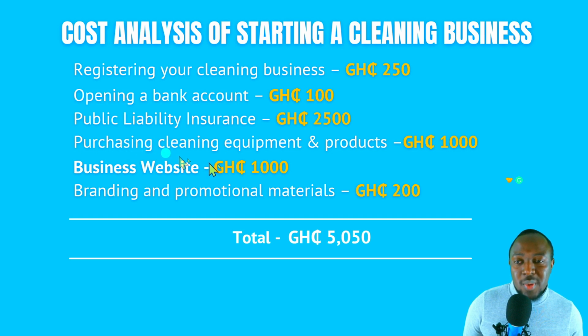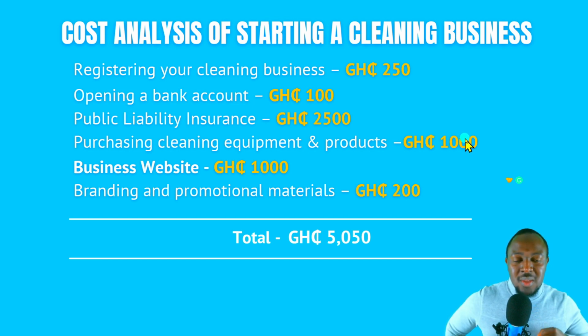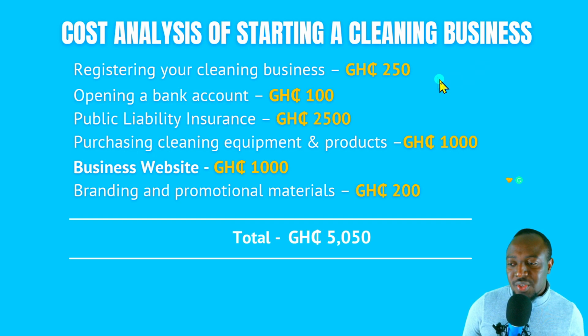Purchasing your equipment and products. You need like 1,000 cedis. So basically all you need is your basic tools, your mop buckets, your brooms and your vacuum cleaner to start with. So that shouldn't cost more than 1,000 cedis. It might be a bit more, but for benefit of the doubt, let's just put 1,000 cedis.